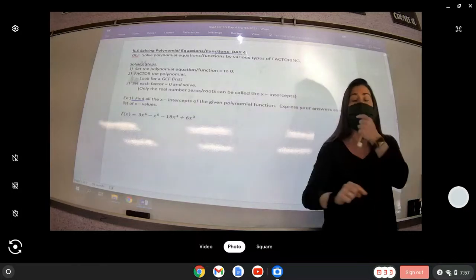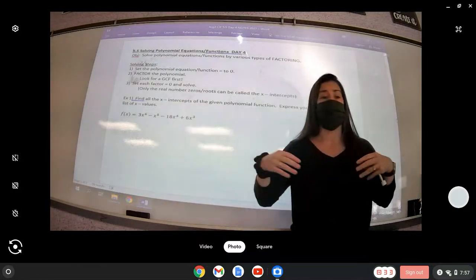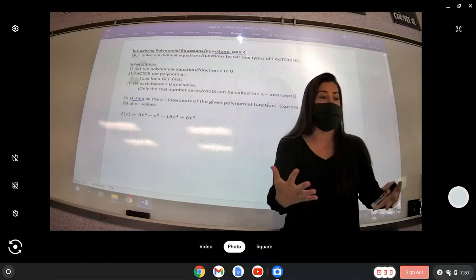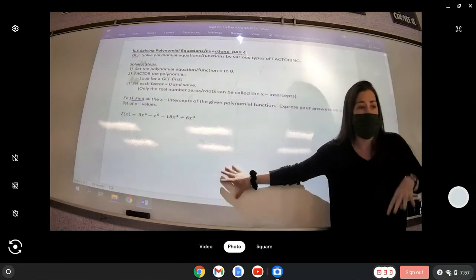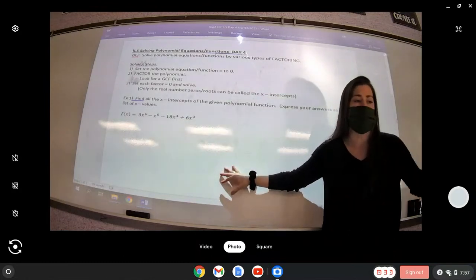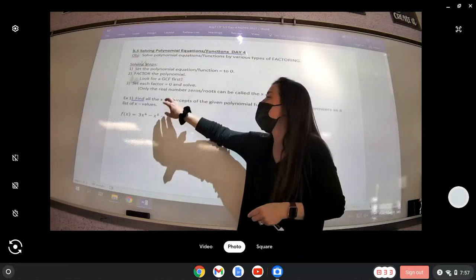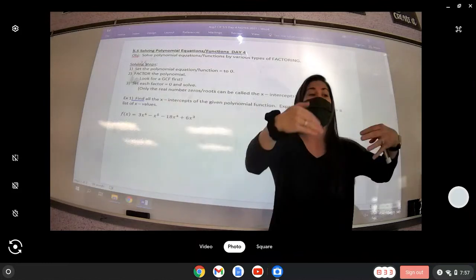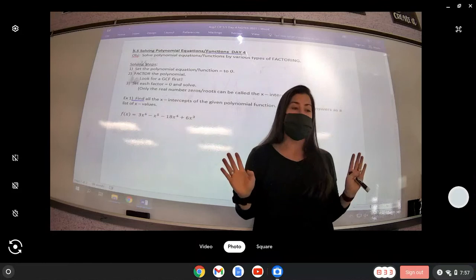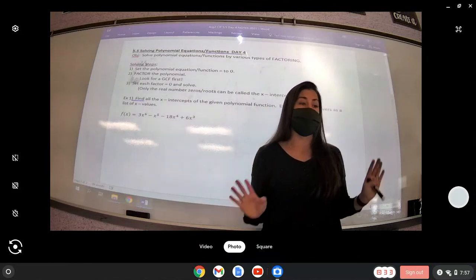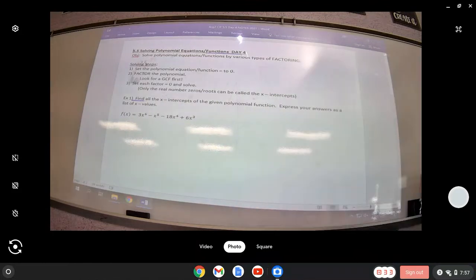So if we do get any imaginary numbers, guys, and they're asking for the x-intercepts, we can't include that. If the problem had asked us to find the roots or find the zeros, then yes, we would be including the imaginary numbers as our answer. But because these problems are specifically asking you for the x-intercepts, we're not allowed to include any imaginary number answers in the end.